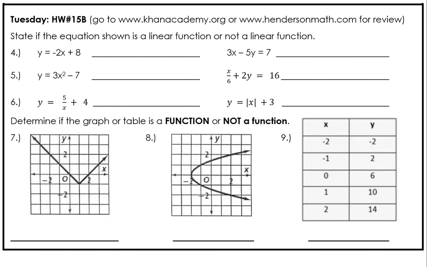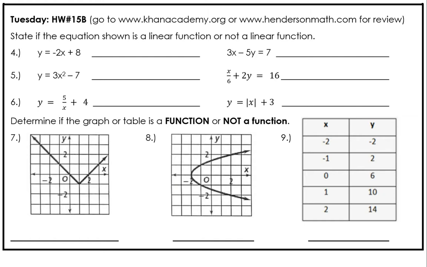Box number 2, state if the equation shown is a linear function or not a linear function. So here we're looking for 3 things. No powers other than 1, right? If you have a power other than 1, then you are not linear. We're looking for no variables in the denominator. Variables in the denominator technically have negative powers, so that again is the same rule. The third rule is no products of variables, so no x's times y's.